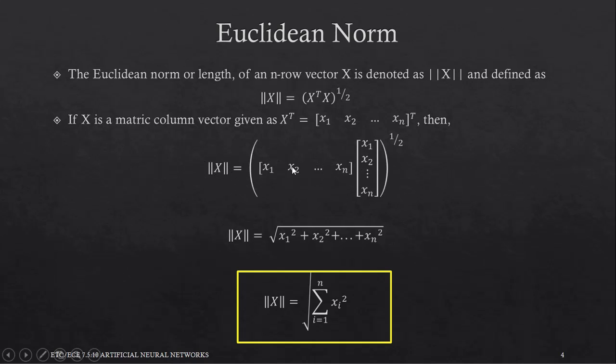So, the norm of x is given as, if you multiply the two matrices, you will get the whole under root x1 square plus x2 square plus up till xn square, which is the norm of x equals the whole root of xi square, where i goes from 1 to n, summation of all of that.